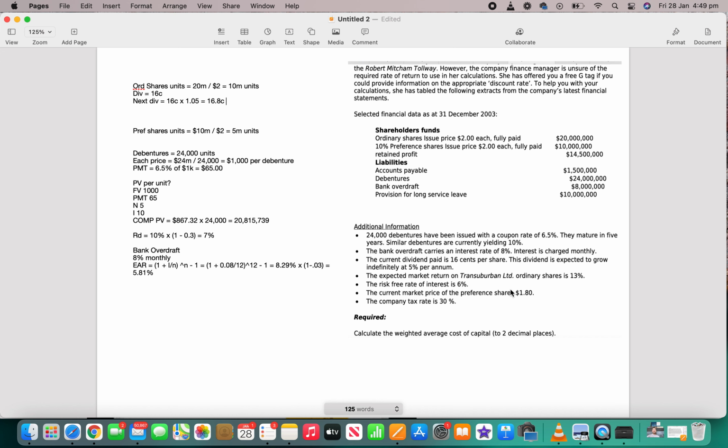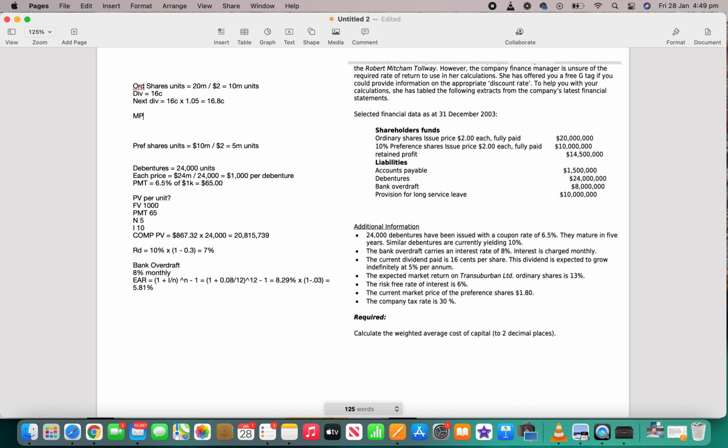So if we remember back, our market price equals dividend 1, which is what we just calculated, our next dividend, over our rate. Ordinary shares is 13%, so expected market return. In the collab, we called it KE. Let's put little brackets around that, minus our growth.